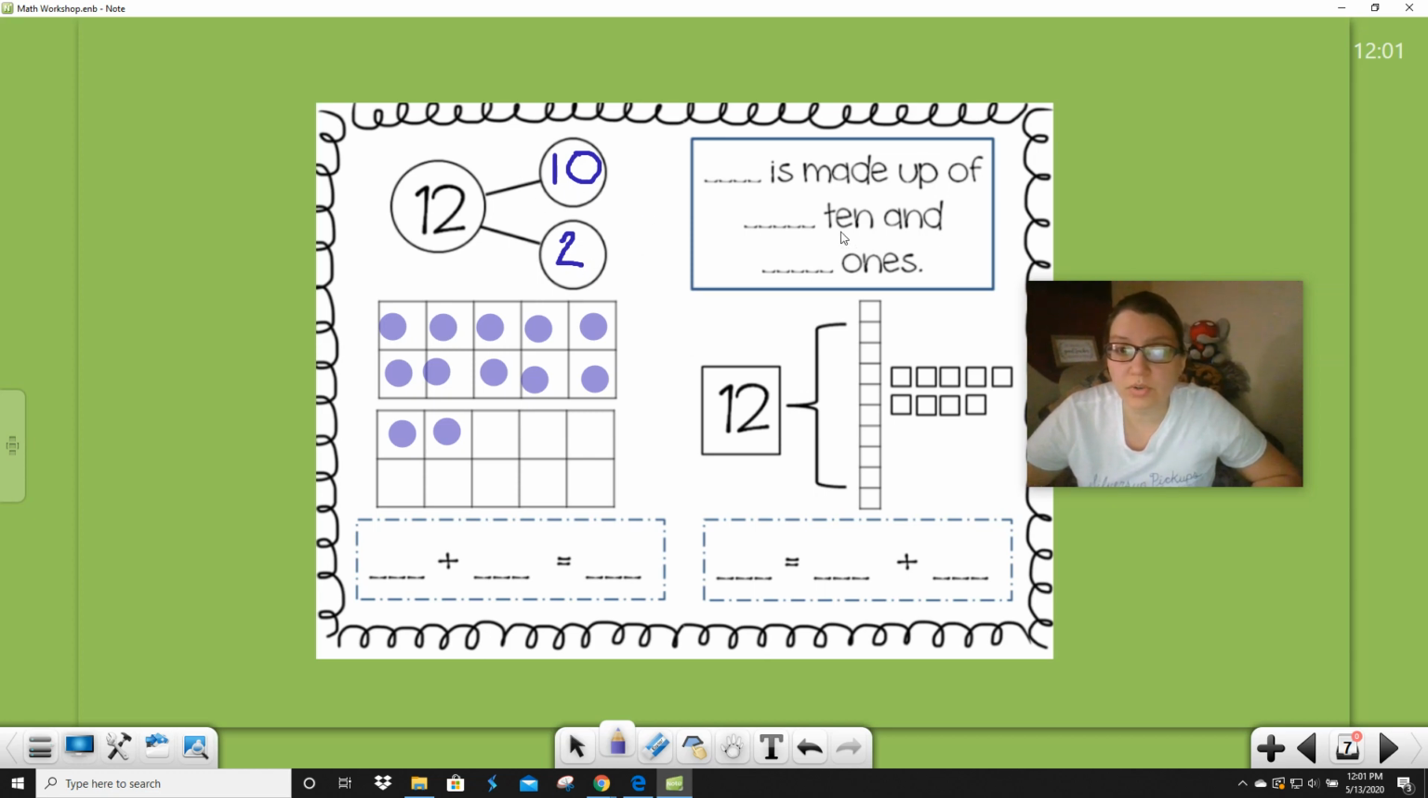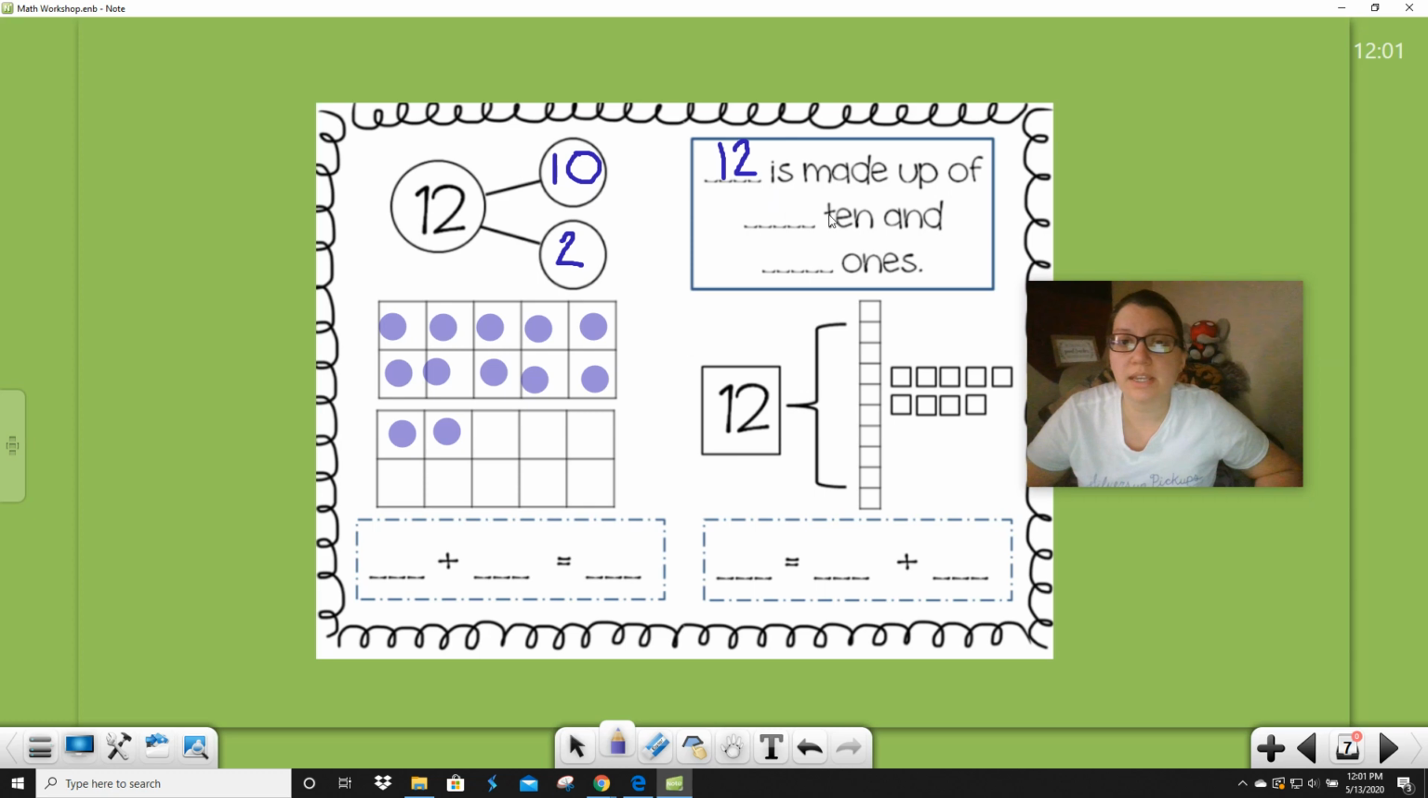And that's what this says right here. So let's write that. It says, 12 is made up. So right here, we're going to write 12. Hope you're following me. If you need time to catch up, just hit pause. All right, so 12, let's read this. 12 is made up of blank 10.